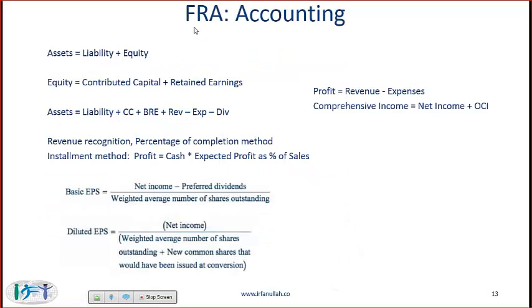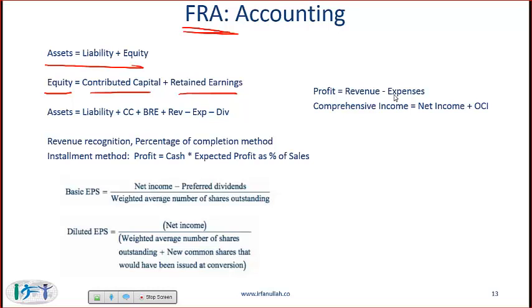We'll now go over the formulas from FRA. Here is the most basic accounting relationship that you absolutely must know: assets equal liabilities plus equity. Then equity is contributed capital plus retained earnings. Your profit is equal to revenue minus expenses.